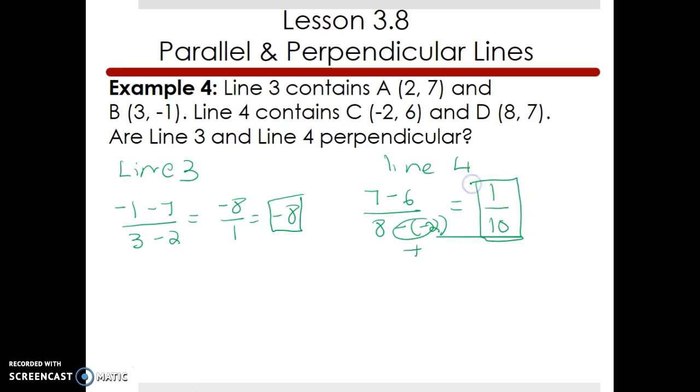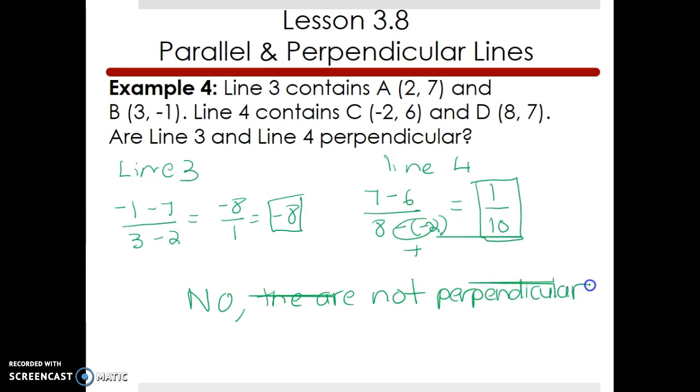So again, are these slopes negative reciprocals? Are they flipped and opposite signs? They're opposite signs, but if I flip negative 8 over 1, it should be 1 over 8, not 1 over 10. So no, they are not perpendicular, as the slopes are not negative reciprocals.